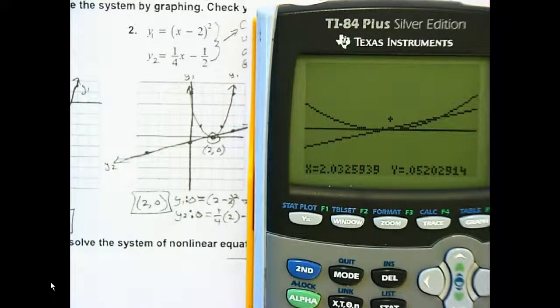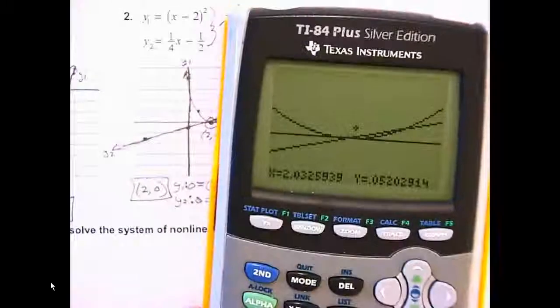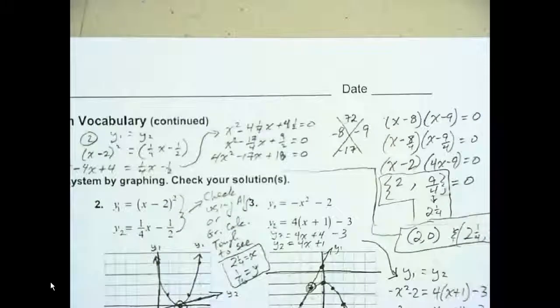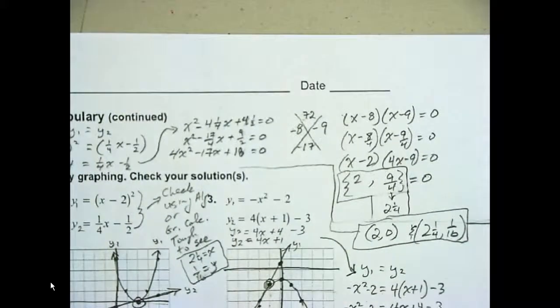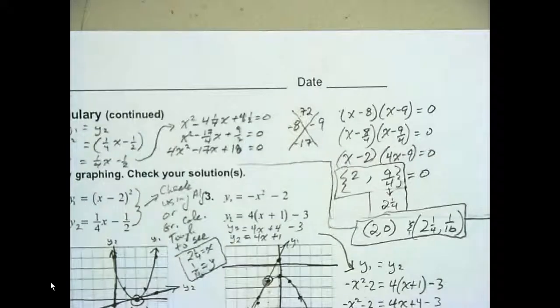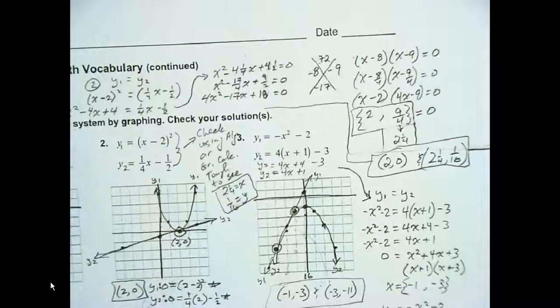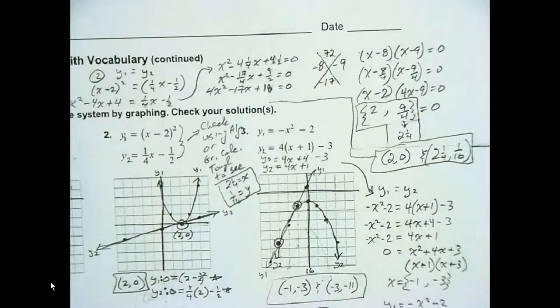Now, how were we going to catch that? Well, the way you catch it is you zoom in a lot when you have the chance of it hitting twice, or you solve it algebraically, which is what I did. And I got 2, 0 and 2 1/4, 1/16. Woohoo! Thank you. Or you can use your algebra. All right. By the way, there's the answer for number 3 as well.